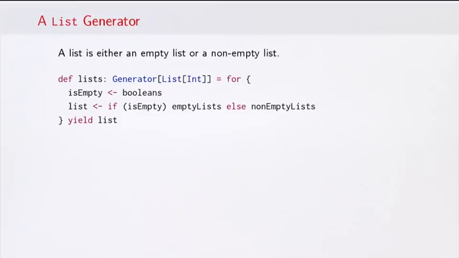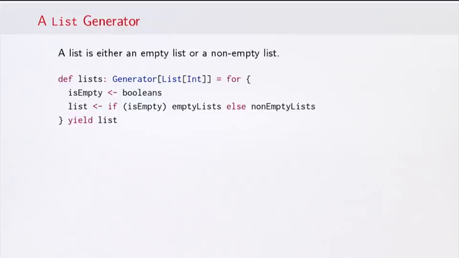So with these building blocks we can now set out to write random value generators for some more structured types. Let's start with lists. How would you generate a random list? Well, one way to do it is first to flip a coin where the list should be empty or non-empty. That's done with this generator here. We go through the booleans, we record the result in isEmpty.